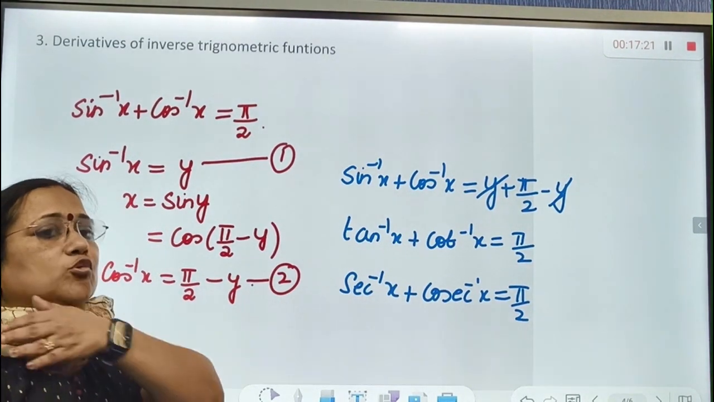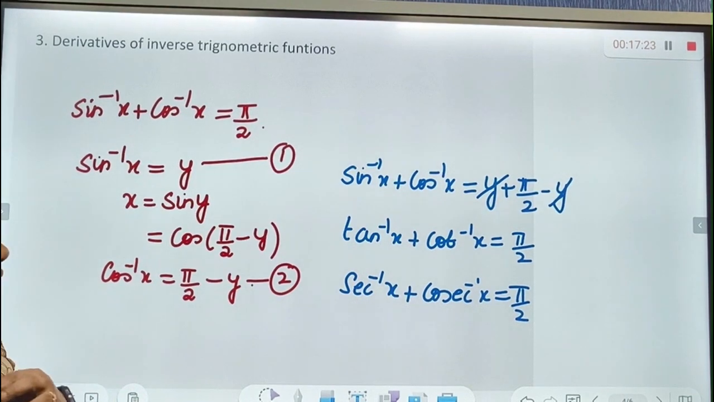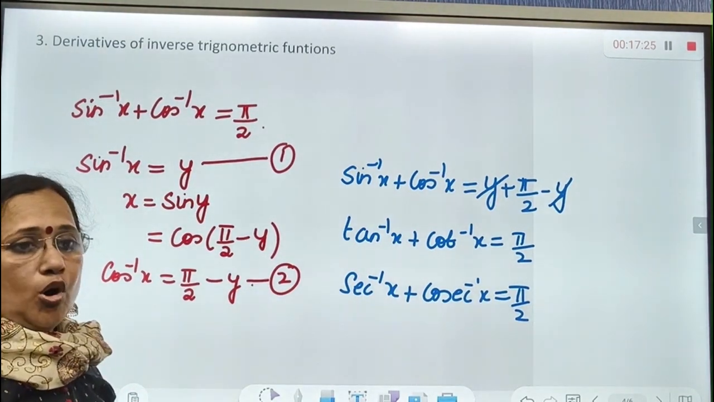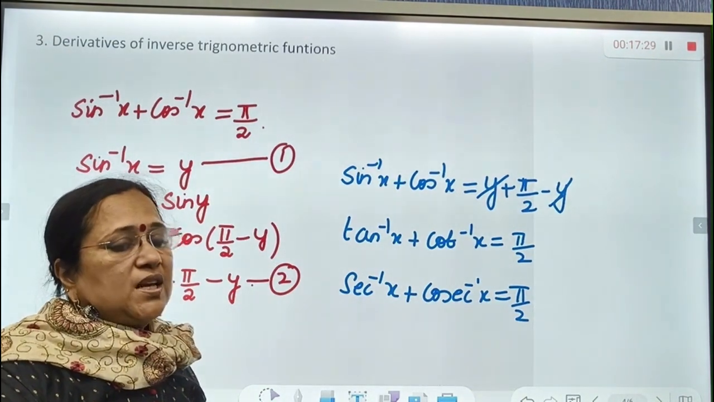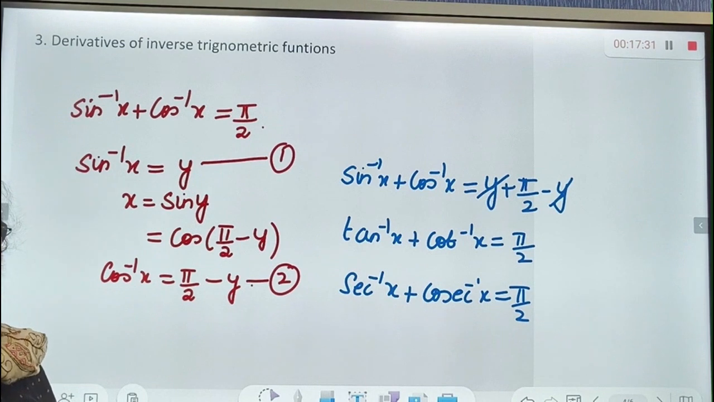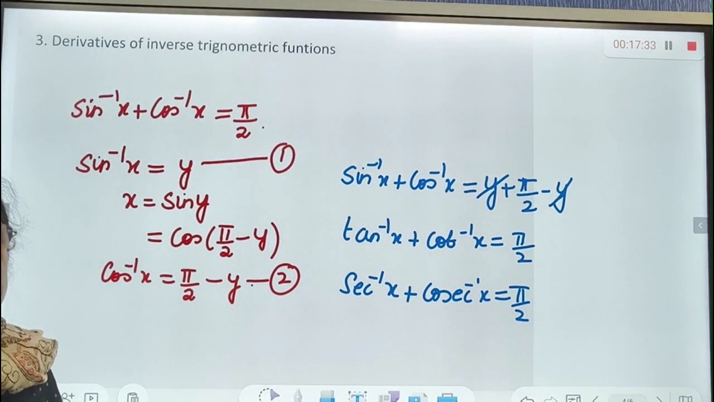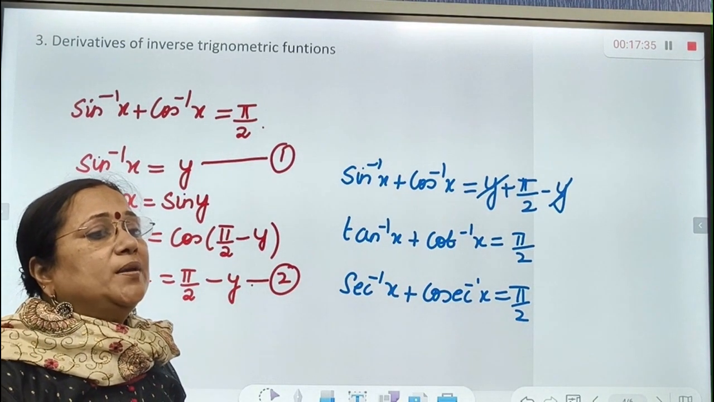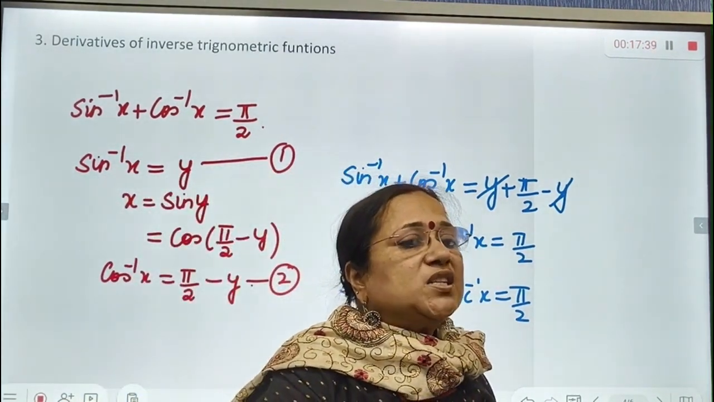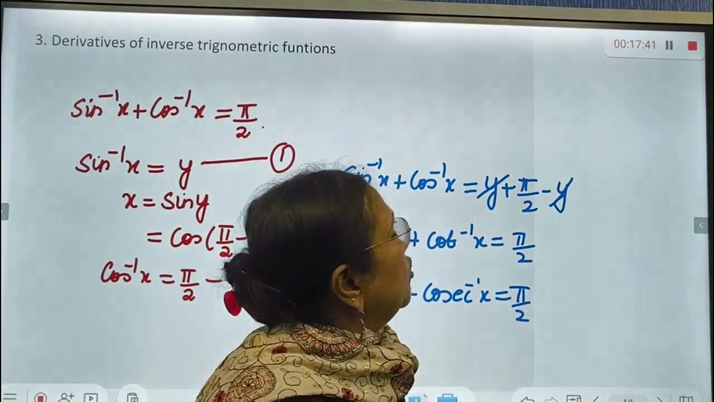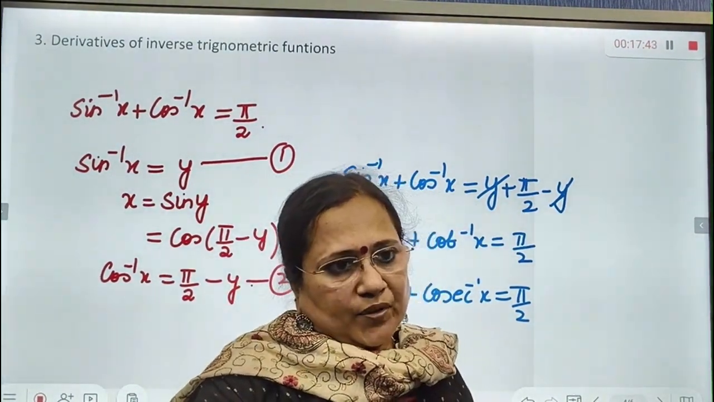I've used the fact that the principal domain of sin inverse x, you all know, is minus pi by 2 to pi by 2. So is tan inverse x. Whereas for cos inverse x, the principal domain is 0 to pi. So why is principal domain important? What is the definition of a function? For every x in capital X, there should be a unique y in capital Y, right?